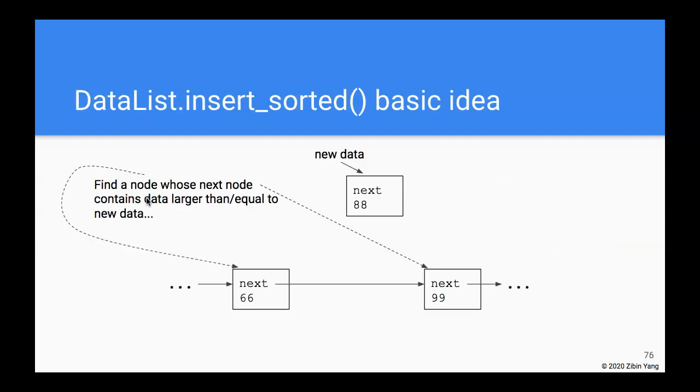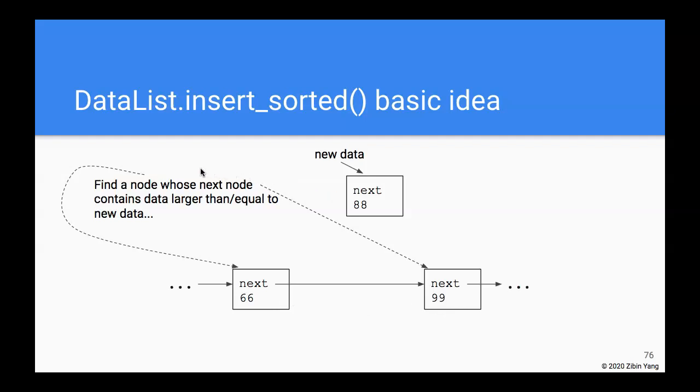So let's assume we have a linked list that is already sorted. So in this case, kind of in the middle somewhere in this linked list, we have 66 and 99. And the new number that we want to insert is 88. So we know 88 should go between 66 and 99. So what is the right node that we have to find?